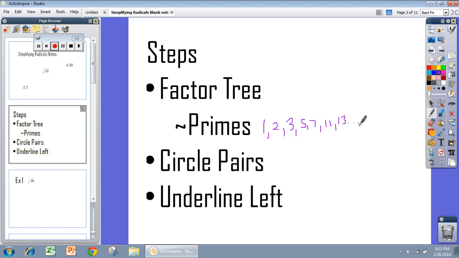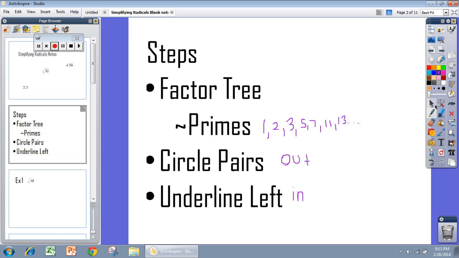Alright, so you're going to circle your pairs. After you make your factor tree, your pairs are going to come out. So they're going to come out from underneath your radicals. So go ahead, next to circle pairs, write the word out. And then you're going to underline everything that's left. Everything that's left is going to stay in.